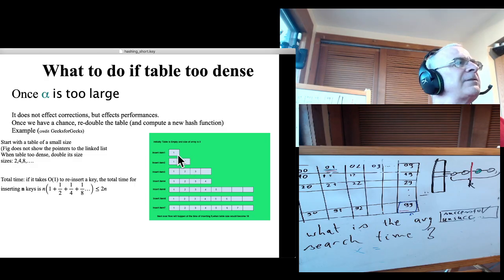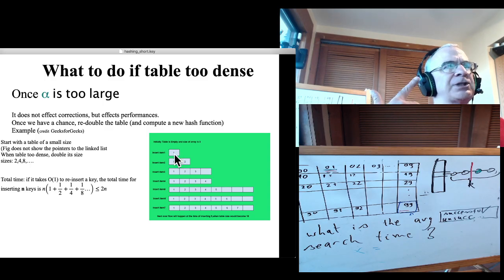So even if I go to the extreme, I'll assume that I start with just one cell, say. That's the size of the hash table. Once a key is inserted, I'll decide that I'll double the size of the hash table. So I'll take a table twice as large, and I need to perform rehashing. Rehashing meaning I need a new hash table.